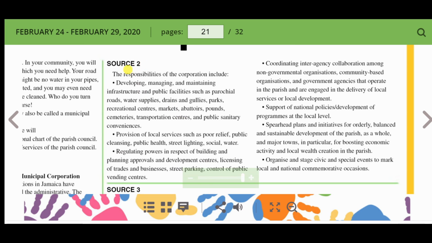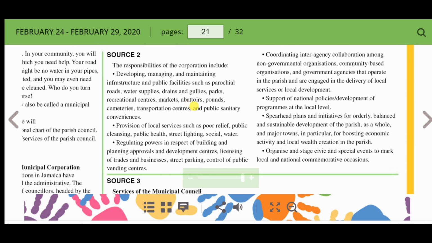Now we go to source 2. The responsibilities of the corporation include developing, managing and maintaining infrastructure and public facilities such as parochial roads, water supplies, drains, gullies, parks, recreational centers, markets, abattoirs, ponds, cemeteries, transportation centers, and public sanitary conveniences.